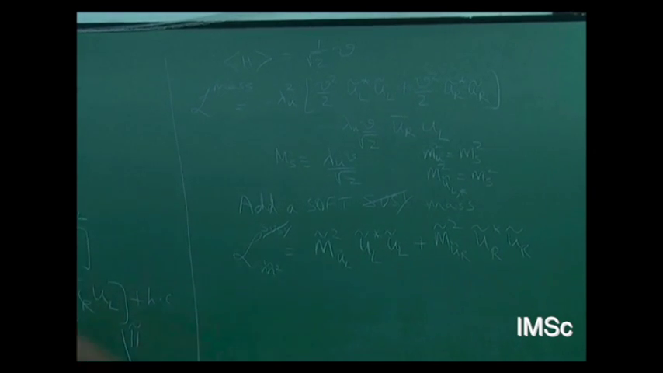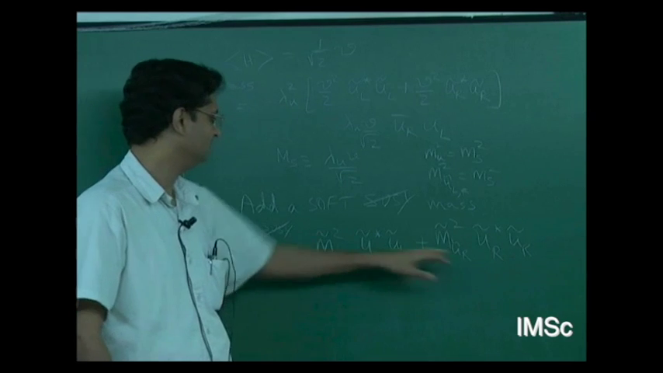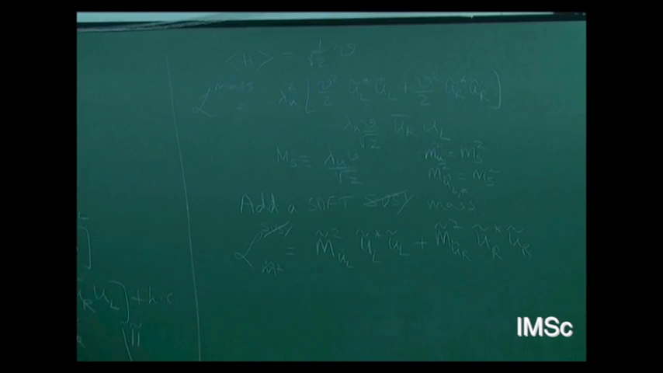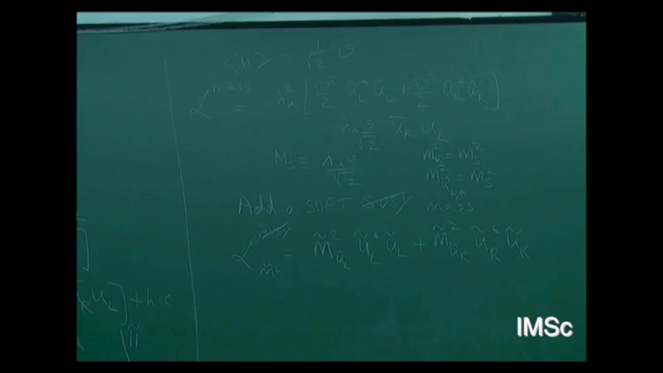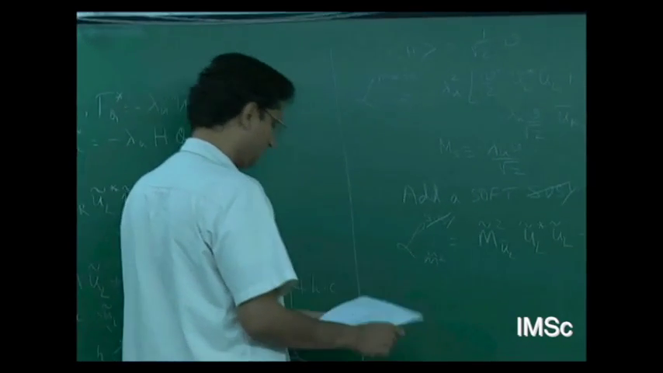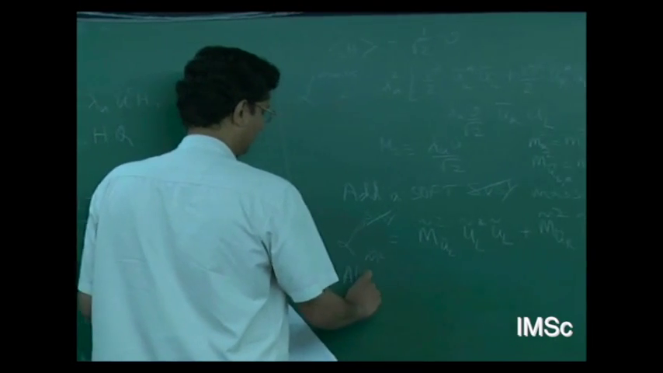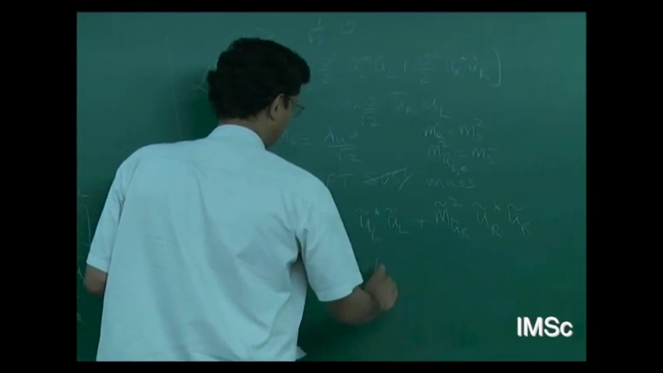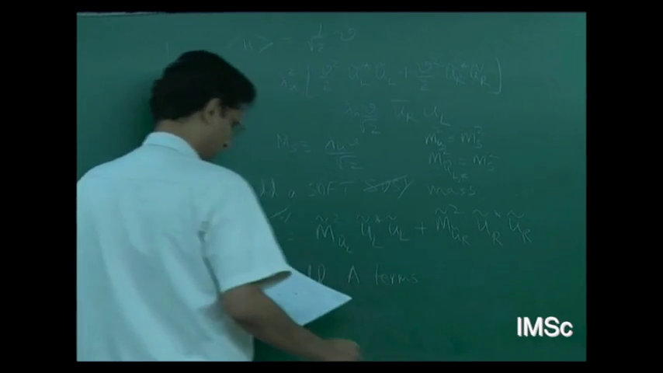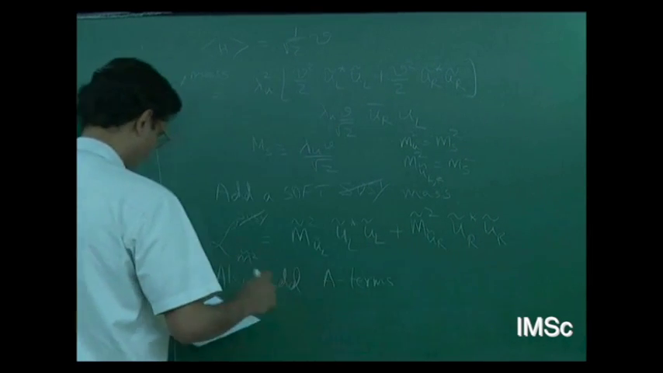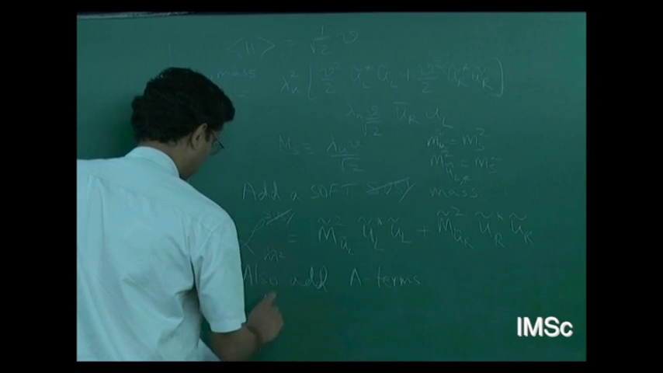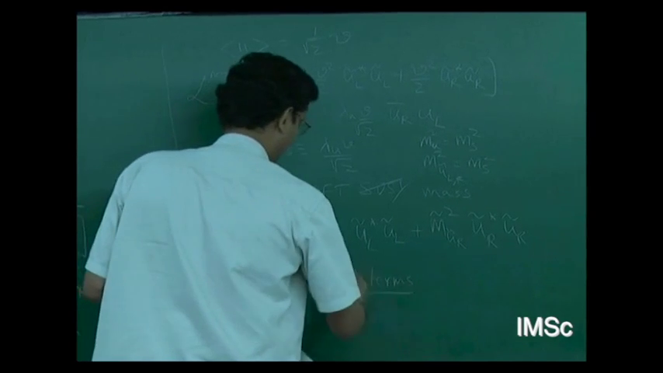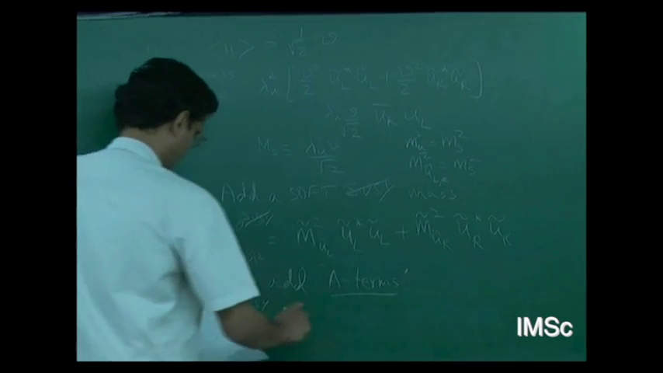So now all I have to do is to make sure that this is chosen big enough to have evaded detection so far. So I'll just make it, depending on what field it is, just heavy enough to escape constraints. So one other kind of term that you can add is the so-called A terms, which look like this.